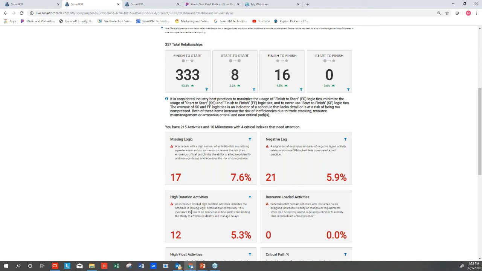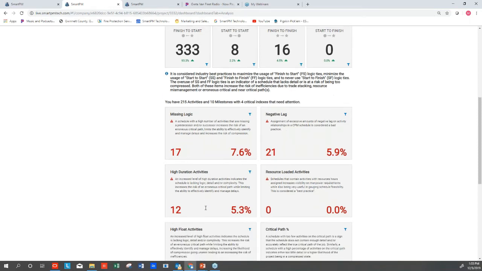We track 2 months. This tells me that this particular schedule has 12 activities that have high duration, so I might want to look into that.